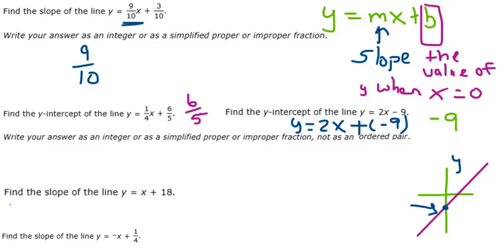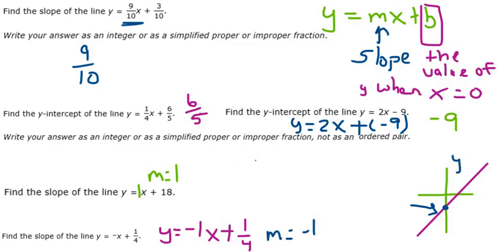The next two say, find the slope. The first one, even though we don't see it, there's a little 1 right there. So in this case, the slope is 1. Whereas the equation below it, y equals negative x plus 1/4, in this case, this is the same thing as writing y equals negative 1x plus 1/4. So the slope in this case is negative 1.